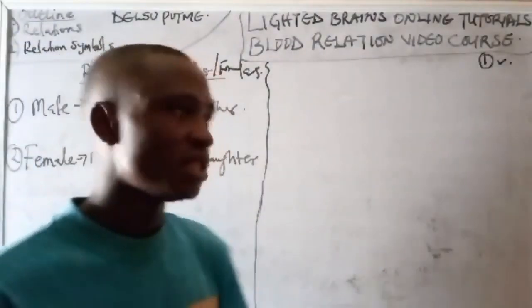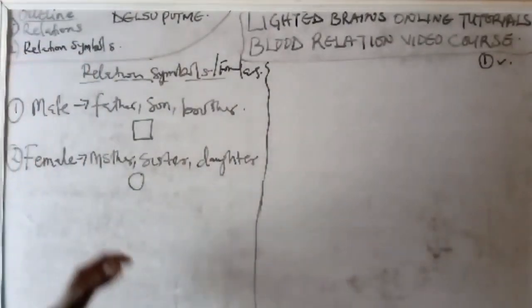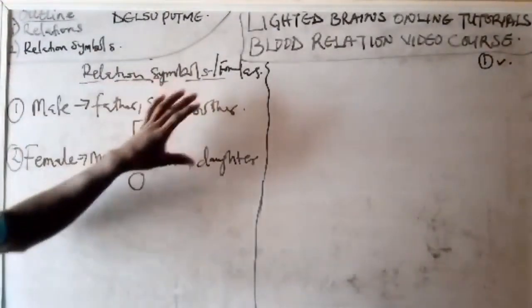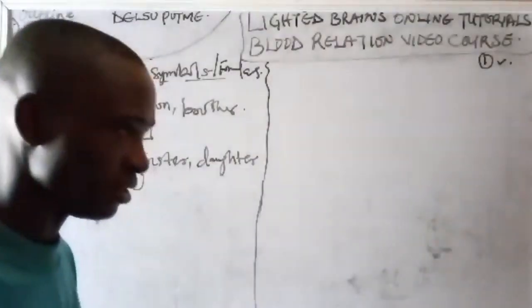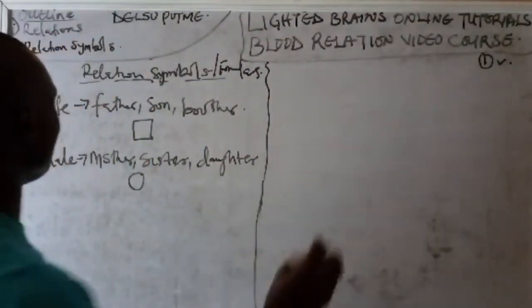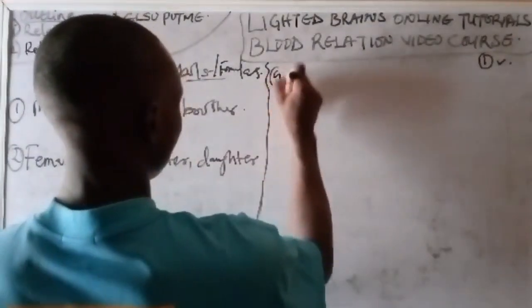Then other ones. Now let's look at this first of all. Since I've talked about the male and I've talked about the female, now we need to look at something. For example now, if they say number one, then number A now.